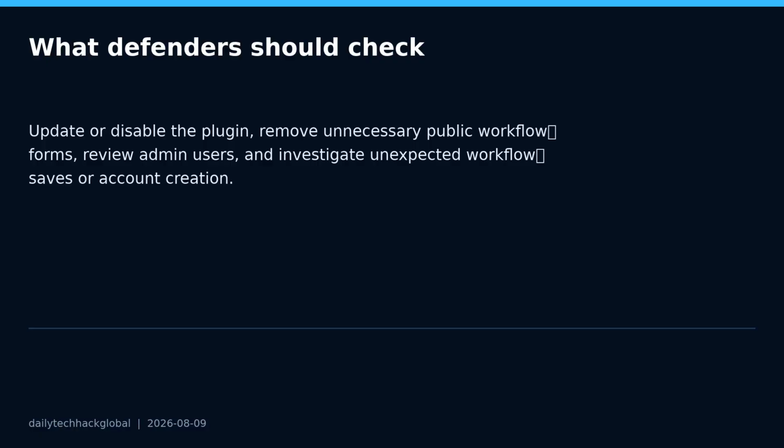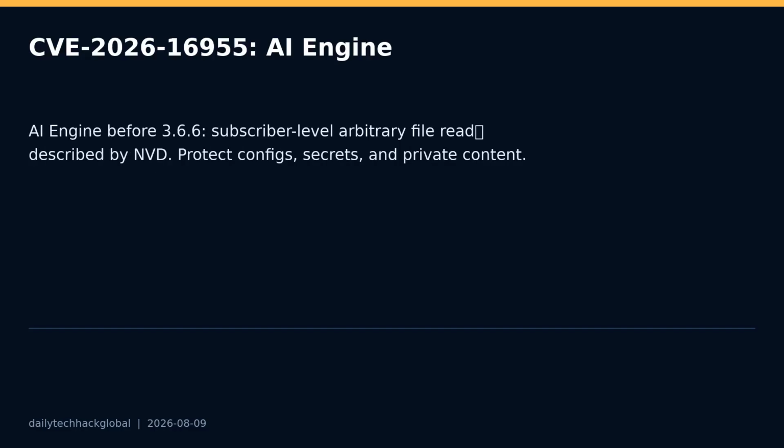Second, CVE-2026-16955 in the AI Engine WordPress plugin before 3.6.6. NVD describes an arbitrary file read issue where a subscriber-level user can provide a file path that is read and forwarded to an external service. Treat this as a confidentiality risk for configuration files, secrets, and private content. Upgrade to a fixed version, review subscriber accounts, and avoid granting broad file or AI tool permissions to low-trust roles.